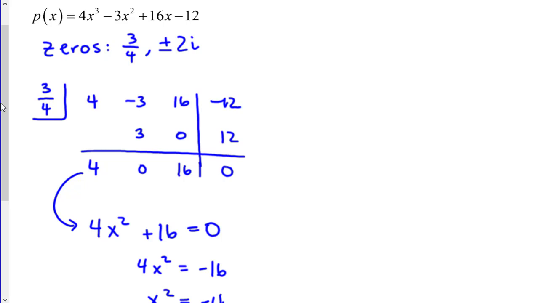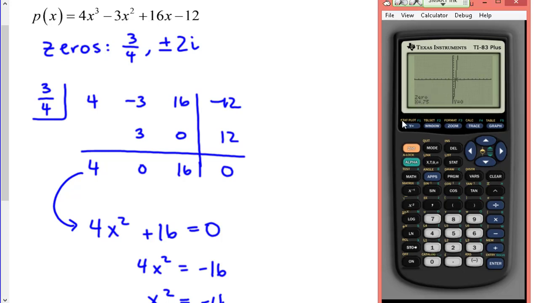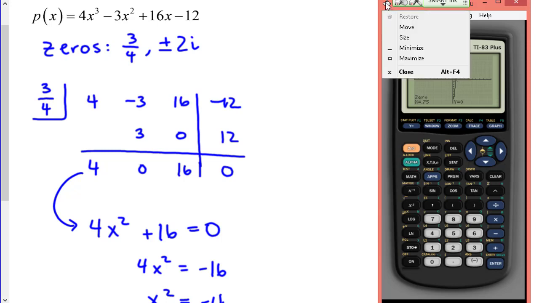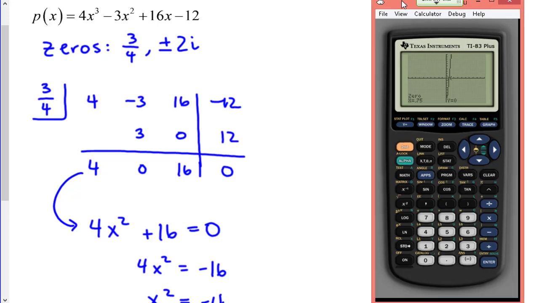So what's happened here, my remaining zeros were actually complex values because on the calculator, if you'll notice, they never came back and crossed the x-axis. So if you don't cross or touch the x-axis, you don't have a real zero. You have a complex zero, and that's exactly what's happened here.